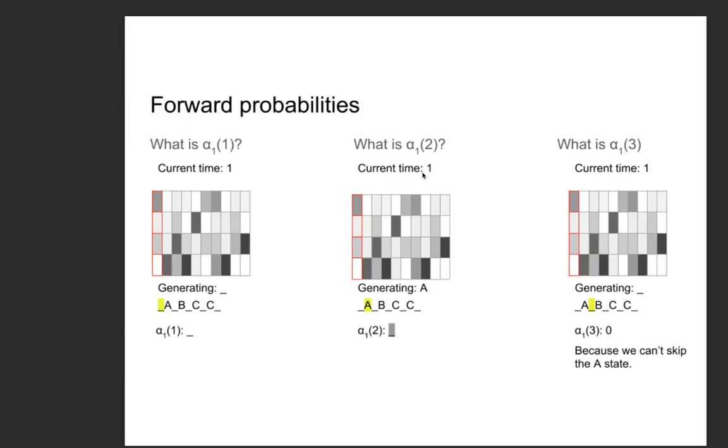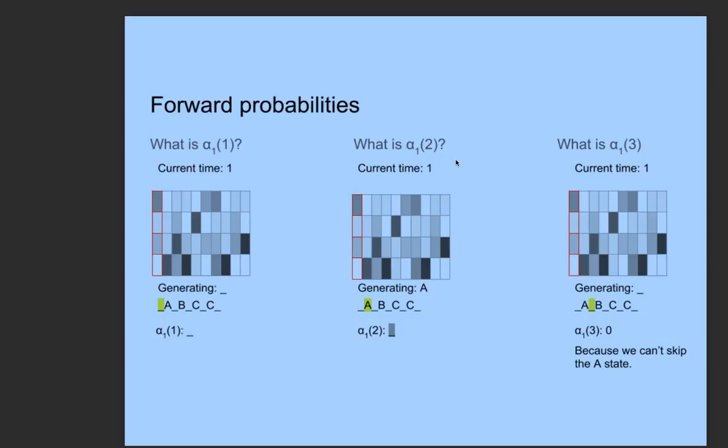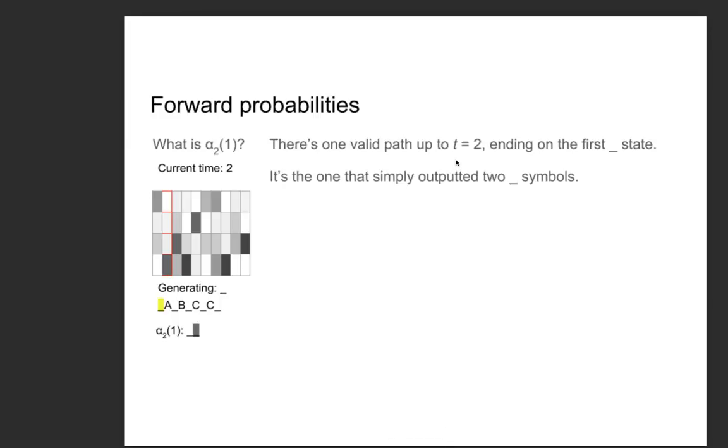Okay. So these are the base cases. Now, if we're going to consider some other examples, first, numerically, we have alpha sub 2 of 1. That means we're in this state with t equals 2, and we're on the very first state, which is the blank. The only way we could have gotten there is if we did 2 blanks. We outputted blanks twice. So the states that we've gone through are the blank state and then the blank state again. So does this example make sense?